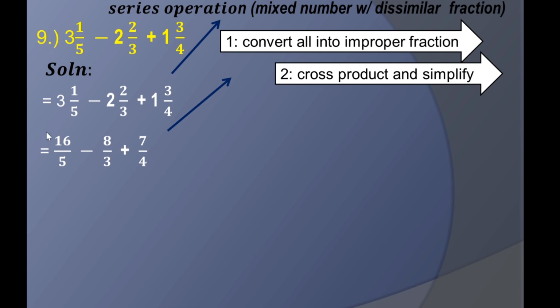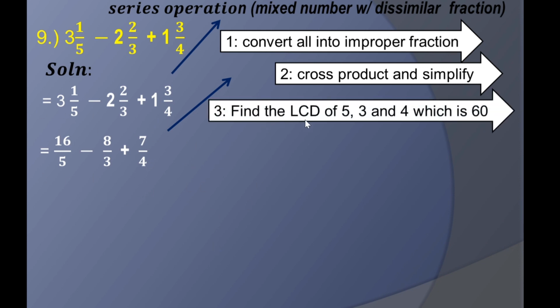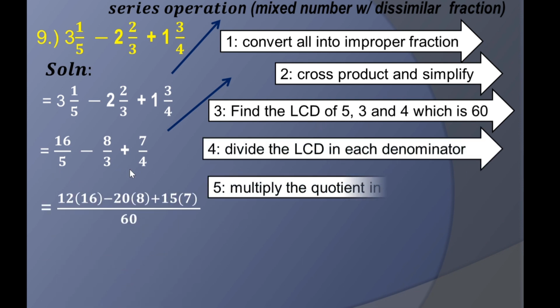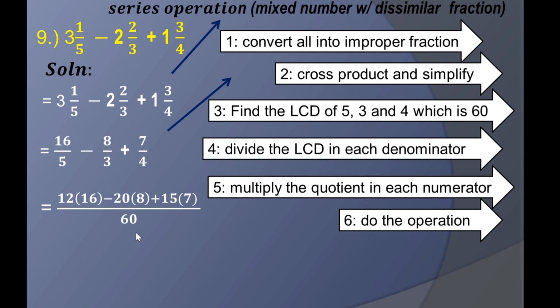Then do the process. Okay, find the LCD of 5, 3, and 4, which is 60. How? 5 times 3, 15, times 4 is 60. Then the LCD will be divided by each denominator. Okay, so 60 divided by 5, that is 12, times 16, multiply to the quotient. 60 divided by 3 is 20, then multiply to the numerator 8. And 60 divided by 4 is 15, multiply to 7.